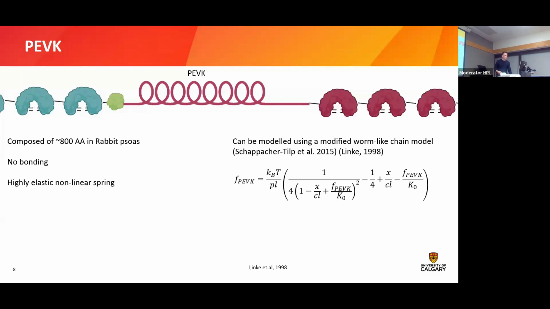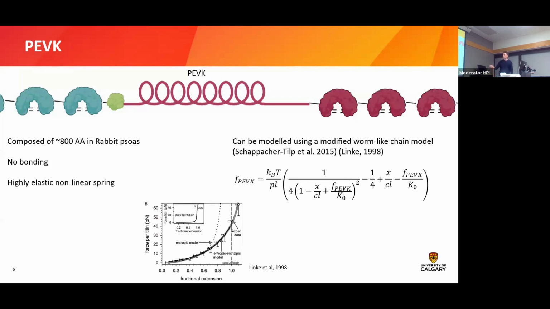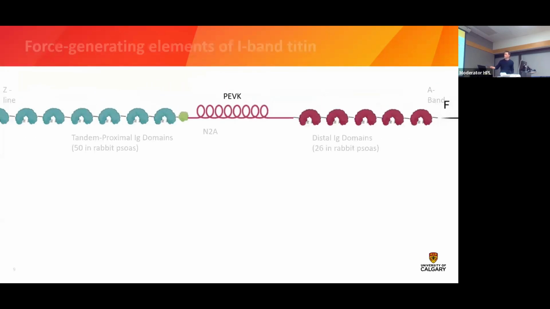If you modify this model, it's been shown in the literature that this very effectively models PBK. The only thing you really need to see in this graph is that these points here correspond very closely to what they call the entropic enthalpic model. So basically we can use this equation to very accurately represent the PBK section. And that'll be important later because I want to talk about the immunoglobulin domain.